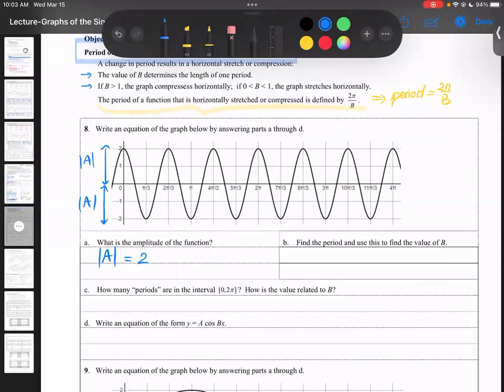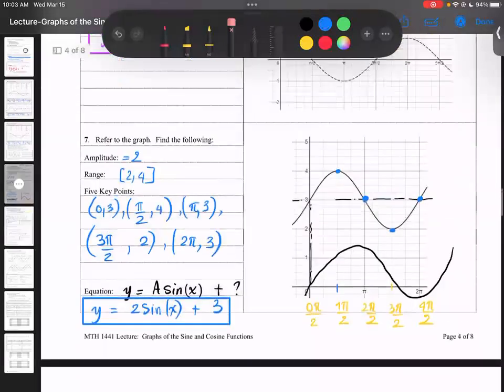If A was -2, it would look like this. Don't write this down. If A was -2, it would look like this. You would start at the minimum point instead of a maximum. Right? Yes. Well, that's not one. The last one is 2.